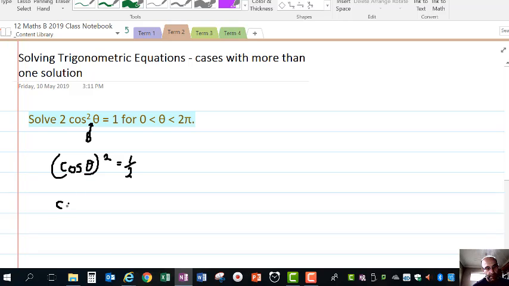Therefore, cos theta is the square root of 1/2, positive or negative, which is positive or negative 1 over root 2.